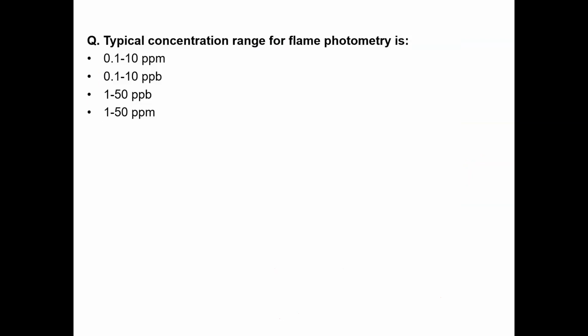The typical concentration range for flame photometry, as I have already told, is 1 to 50 ppm, so you have to remember it. Flame photometry is a very cost-effective technique, but it has a limitation that it can be applied only for alkali and alkaline earth metals. Also, it is an absolute technique. Absolute means you don't need to record the response relatively.